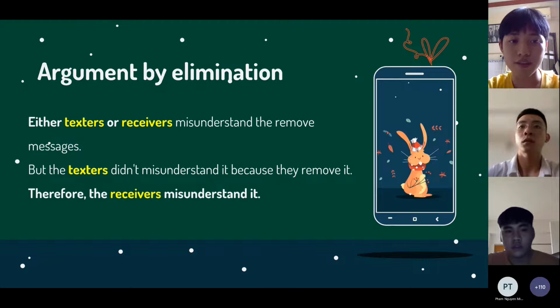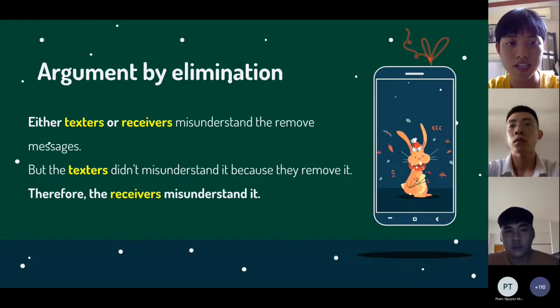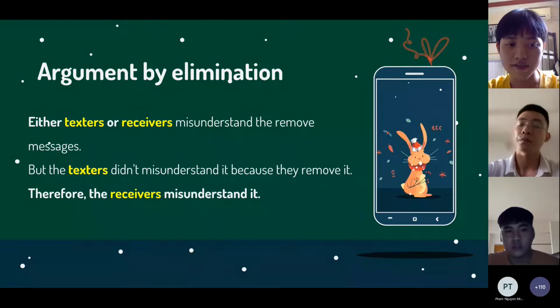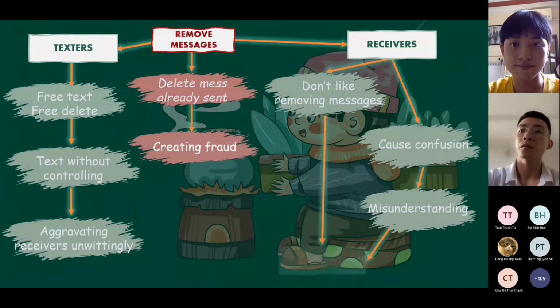So the next argument is the elimination. We have the premise that either the texter or the receiver misunderstands the remove message, but the texter didn't misunderstand it because they removed it, right? So the conclusion is therefore the receiver misunderstands it. So done.